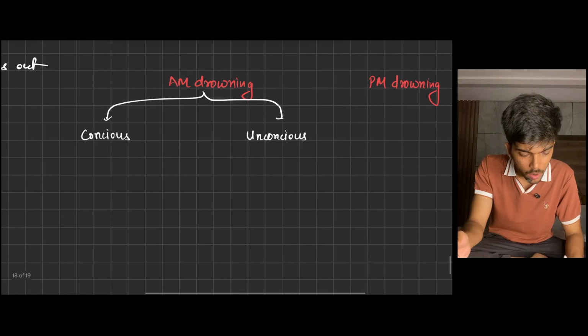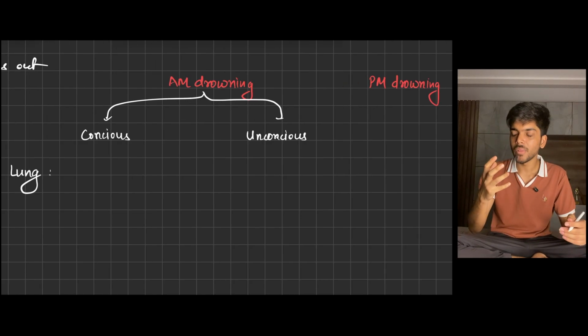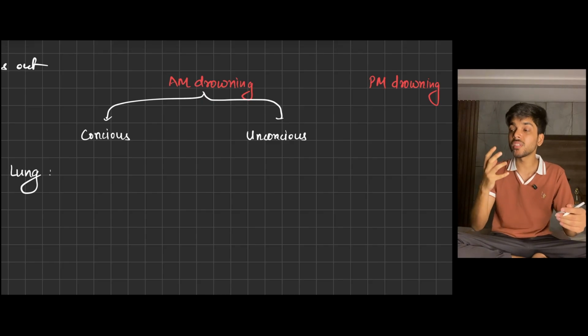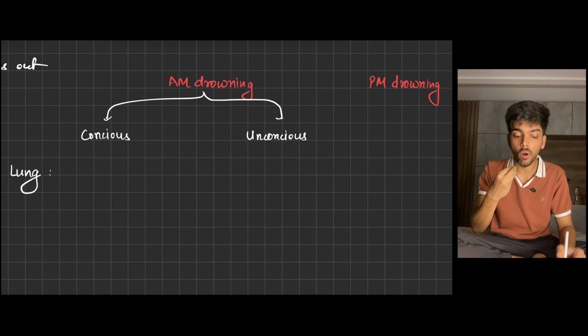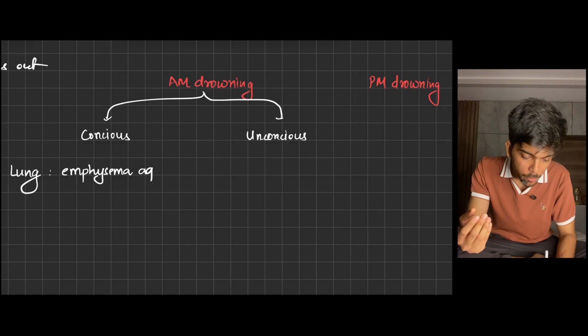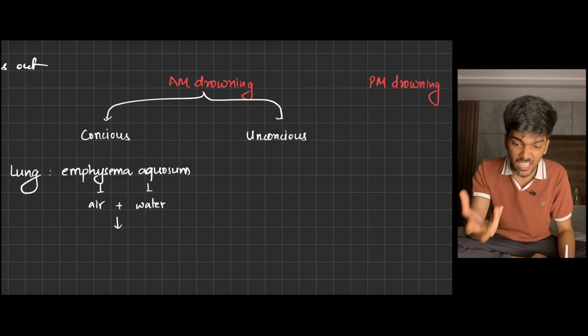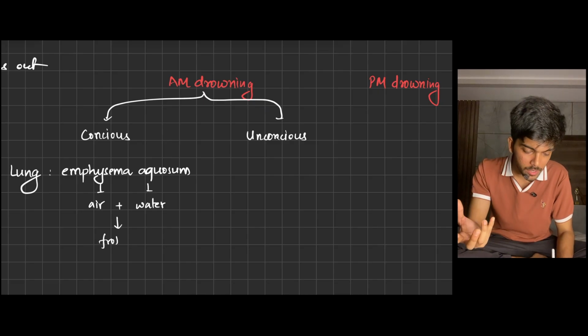So if you look at the lung, in a conscious person, at the time of drowning, the person is gasping for air. So he inhales air and water. So you get emphysema aquosum. That is, there is air as well as water. Since there is air and water and there is struggle, there is churning and there is froth formation.